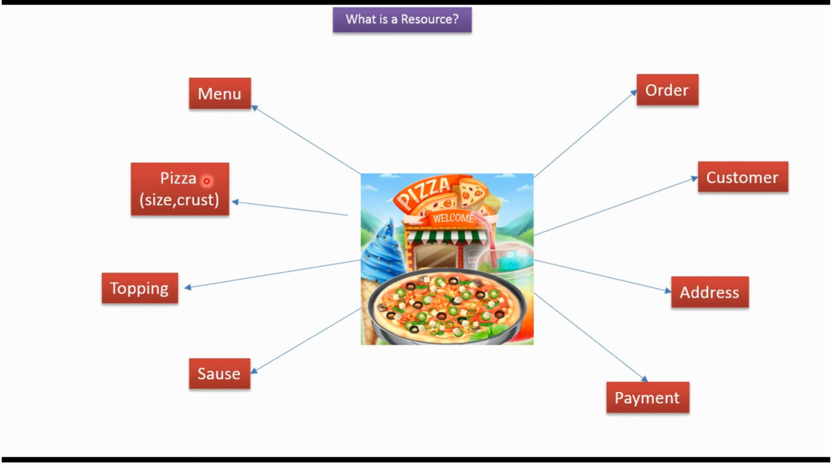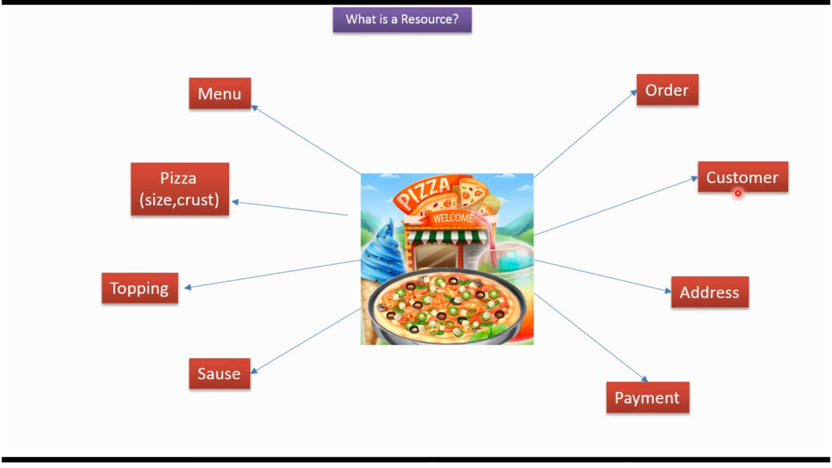The second resource is pizza. The pizza itself has different characteristics like size, crust, name of the pizza, etc. Topping is one of the resources. Sauce is one of the resources. Customer is one of the resources, like customer name, customer age, etc. And customer address is one of the resources.